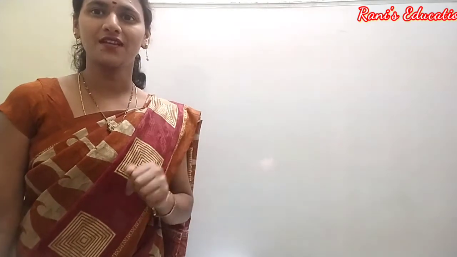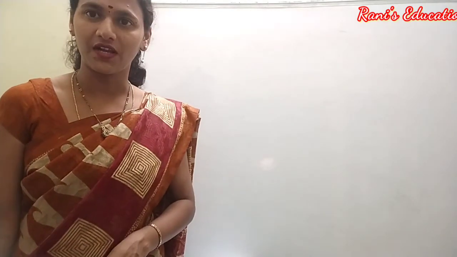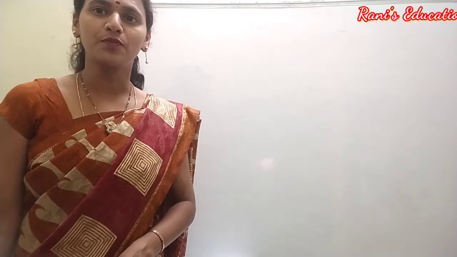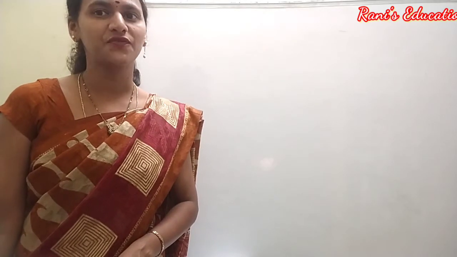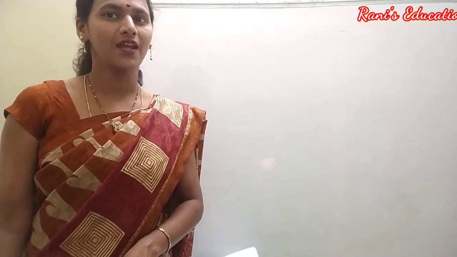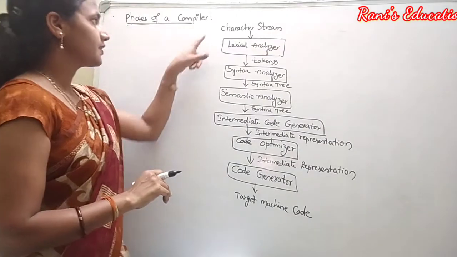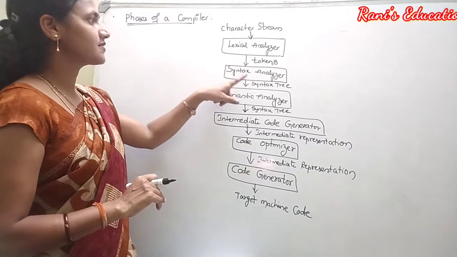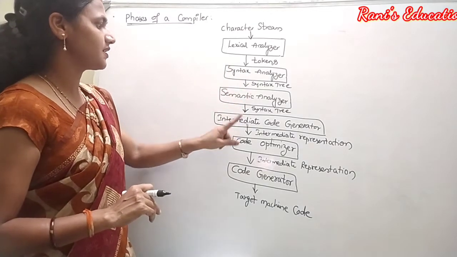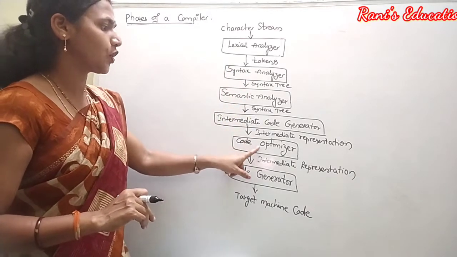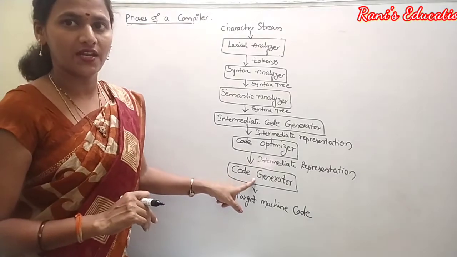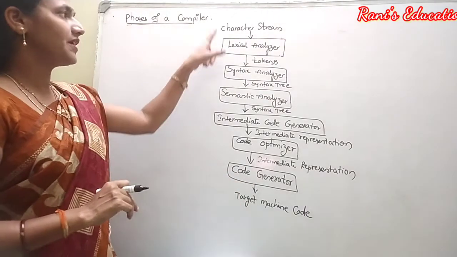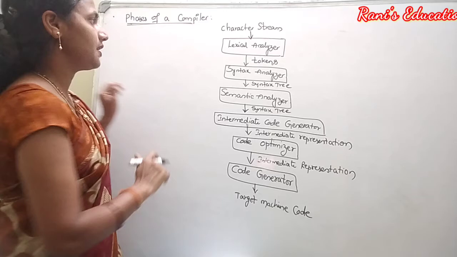So in today's session, we'll see what the different phases of a compiler are, and what type of outputs we are going to get from each phase of a compiler. Okay, let's see that. There are 6 phases in a compiler: lexical analyzer, syntax analyzer, semantic analyzer, intermediate code generator, code optimizer and code generator. We'll see them one after the other.